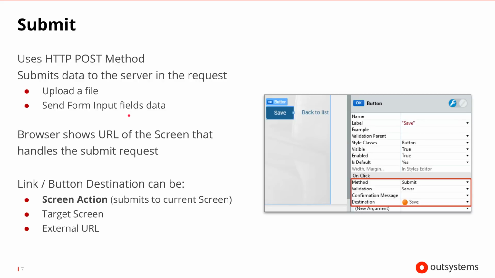If we hover over the link or the button, it will show the URL that is going to handle the request. So whenever we have a link or a button that is using submit, then the destination might be a screen action on the current screen to handle the information being posted to the server, or we could still target another screen inside of our app, or we could target an external URL. So here we see an example of save where the method is submit, and it's going to call the save screen action.